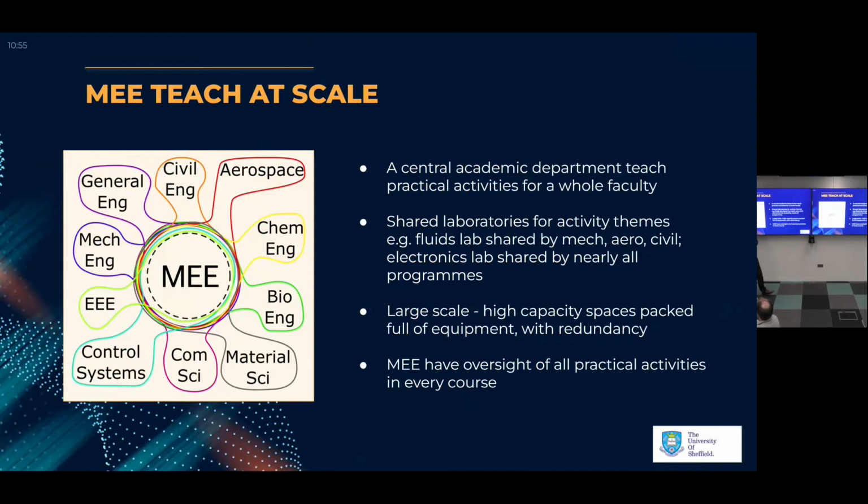Do you have a question on that? Just saying, how many staff have you got? Great question. However, what we're showing you here is for our context. So we have quite a big engineering faculty. We've got about 6,000 UG students, and our practicals team is about 15 academics and around 30 technicians to service that number of students.